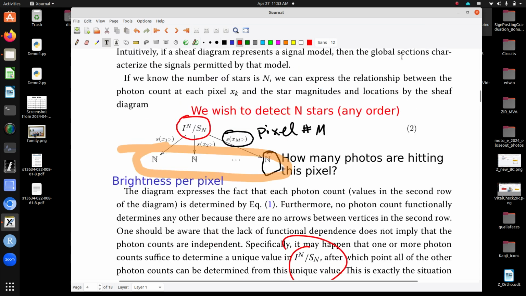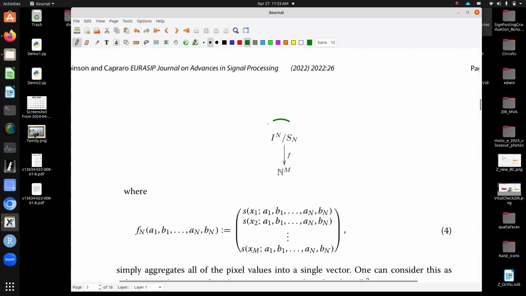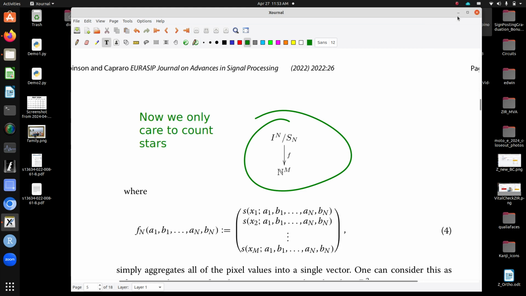All right, and that also means that this whole expression here that we were looking at, if we don't worry about the topology and we're only worrying about the question of how many stars there are, then we go down to this simplified expression, which is simply counting the number of stars. Okay, so that reduces the problem.